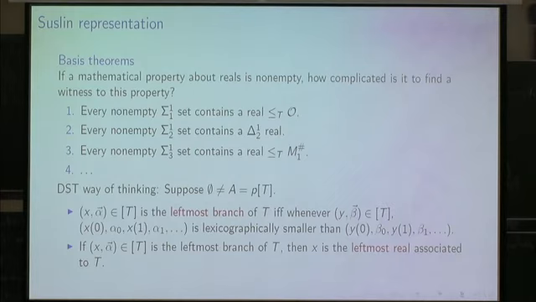So all those basis theorems can be proved by this descriptive set theoretic way of thinking. The set is Suslin, and we look for the leftmost real. The trees are easily defined, so by analyzing the complexity of the trees, we get the complexity of the reals coming out of the basis theorem.